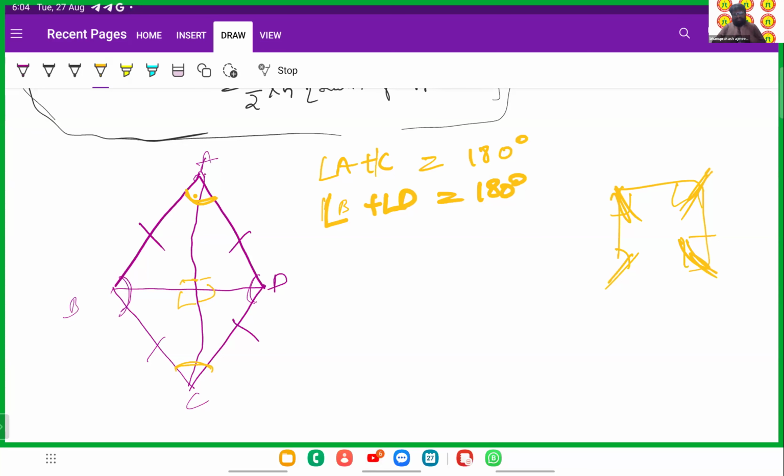So a rhombus is constructed in such a way that the sum of its opposite angles should be supplementary. Then only it's a rhombus. And that's how we defined it in mathematics. And who said we should not add adjacent angles, or that we should add only opposite angles? Nobody said this.